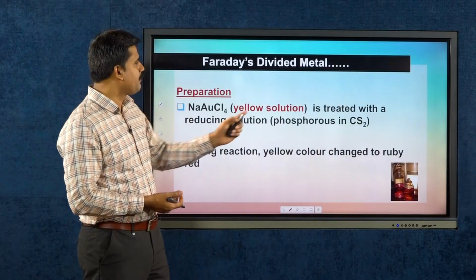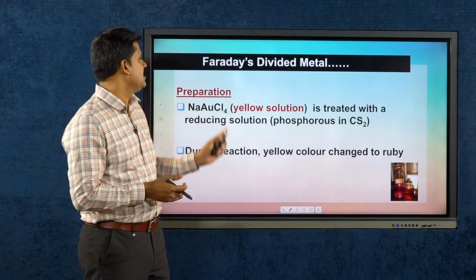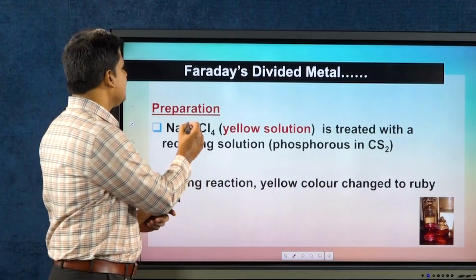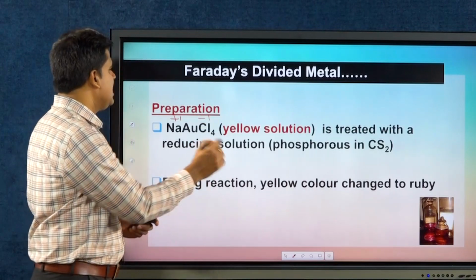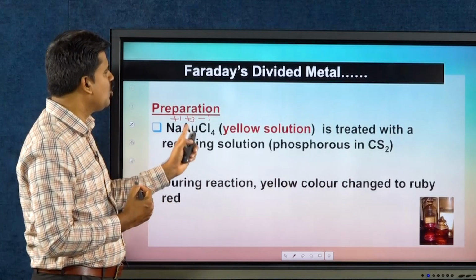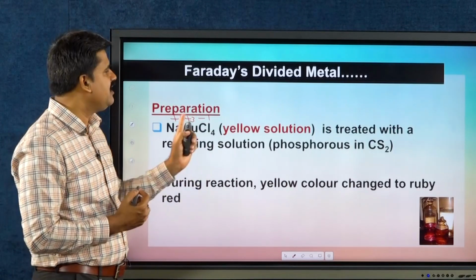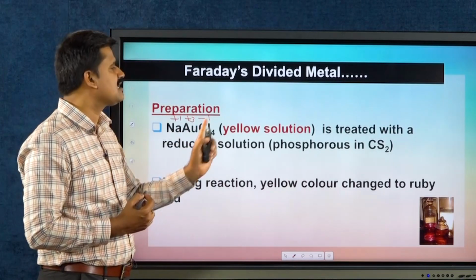Now, the preparation of Faraday's divided metal is performed like this. Sodium tetrachloroaurate, that is NaAuCl4. Here sodium is in the plus 1 state and chlorine is in the minus 1 state, so gold is present in the plus 3 oxidation state. So, it is a salt of Au3+, and Au3+ is present in sodium tetrachloroaurate.